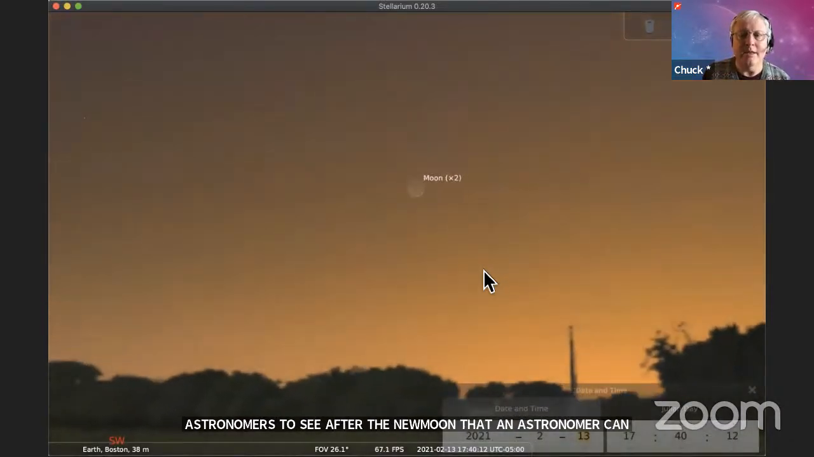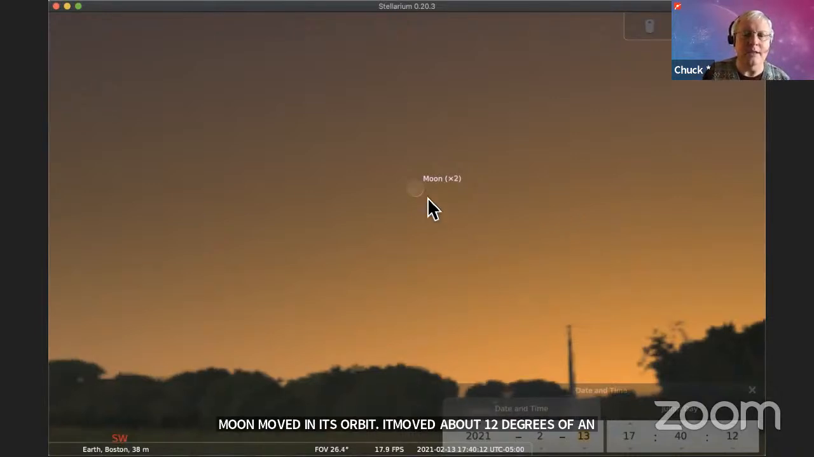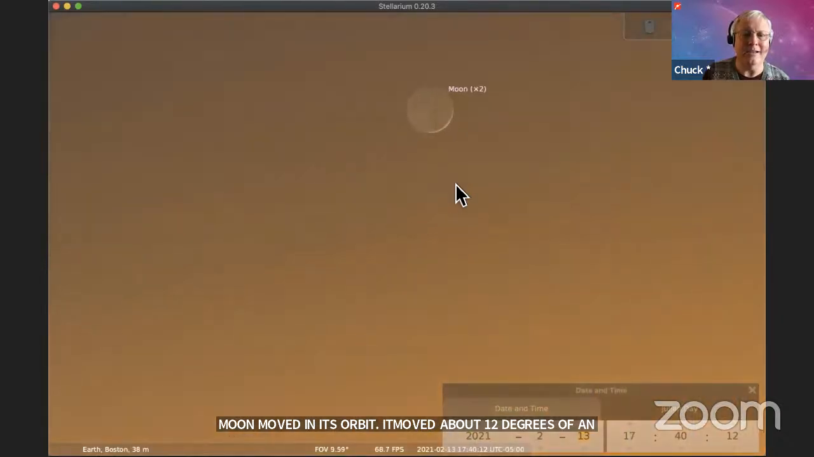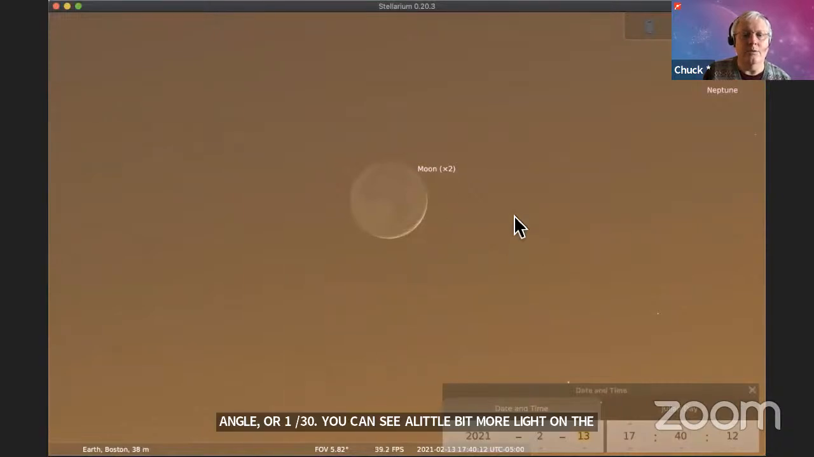So what happened? The moon moved in its orbit. It moved about 12 degrees of angle, or about 1/30th of the way around the Earth, because don't forget it takes 1 month for the moon to move around the Earth. And so what happened? You can see a little bit more light on the side of the moon facing the Earth. And you can also see the dark side.